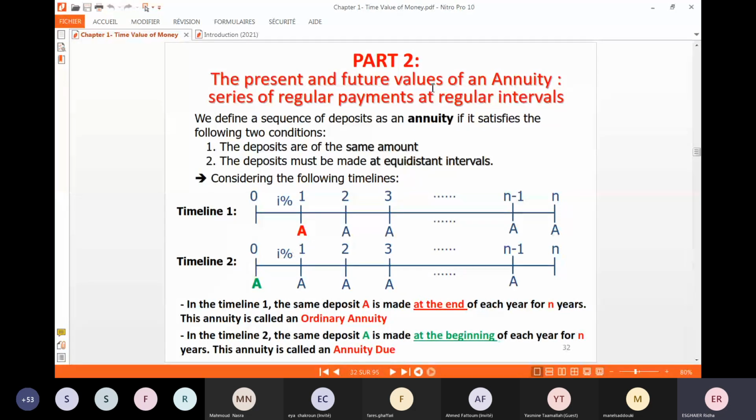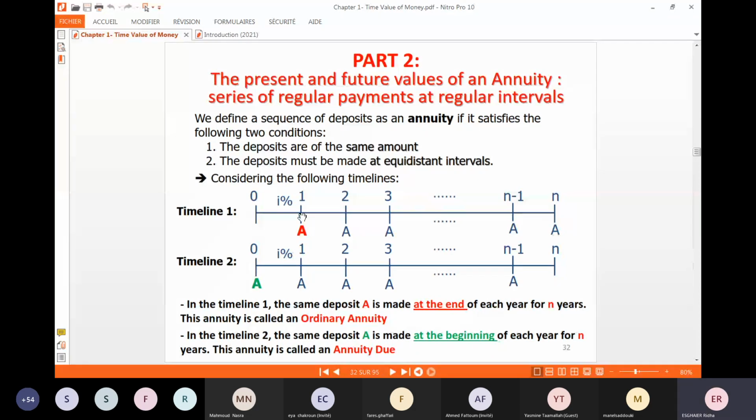And this annuity is an ordinary annuity when the different amounts to be paid or to be received occur at the end of each period: end of period 1, end of period 2, end of period 3, end of period n. Or when the first amount to be received or to be paid will occur 1 period from now. This is now the date 0. This is 1 period from now. We call it an ordinary annuity.